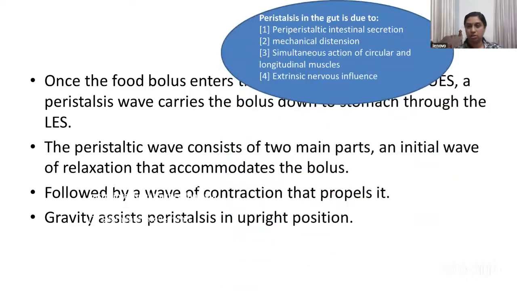Okay. So, another question. Peristalsis in the gut is due to: the options are peristaltic intestinal secretion, mechanical distension, simultaneous action of circular and longitudinal muscles, or the extrinsic nervous influence. So it is due to mechanical distension. The upper part relaxes and accommodates the bolus, and after that a wave of contraction will propel the bolus.